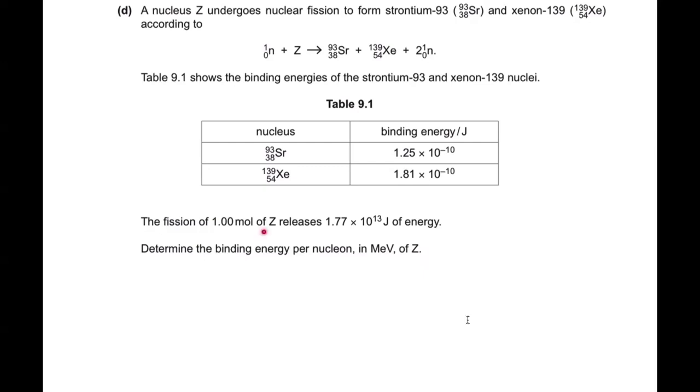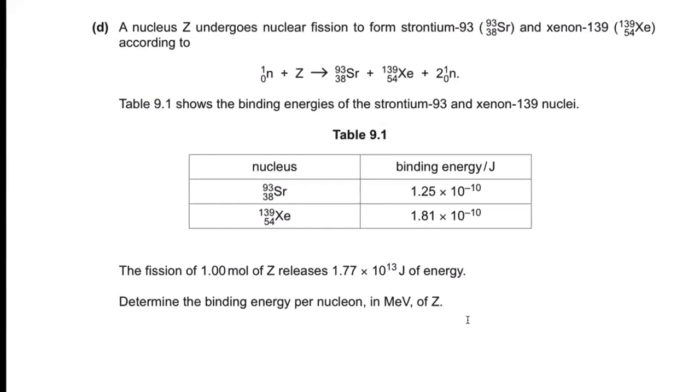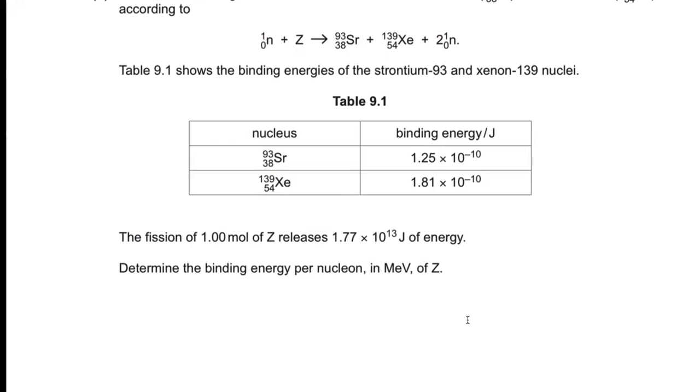Okay, so this is the fission of 1 mole of Z, right? So first of all, I can figure out what the nucleon number of Z is. So the nucleon number is going to be 93 plus 139 plus twice of this, but there's also a 1 neutron here. So it's going to be 1 less than that. So nucleon number of Z is going to be 93 plus 139 plus 2 times 1 and minus 1, right? So 93 plus 139 plus 1, that is 233, is the nucleon number of Z. I need this because I'll need to do mole calculations later.